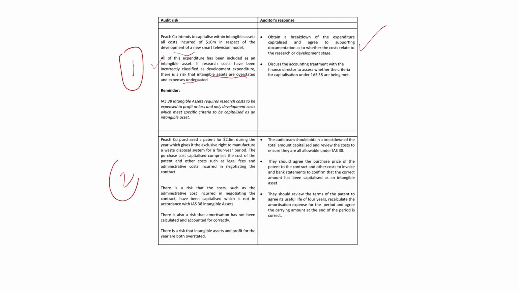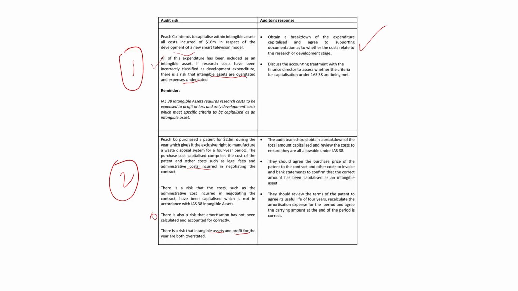In another example, they purchased a patent for 2.6 million, and this gives them the exclusive right to manufacture something for 4 years. The capitalized cost comprises the cost of patent and other costs such as legal fee and administrative costs incurred in negotiating the contract. Very similar, my concern is that all of these costs should not have been capitalized, particularly the administrative cost in negotiating the contract. And if they've done it, this means your intangible assets and profit could be overstated.